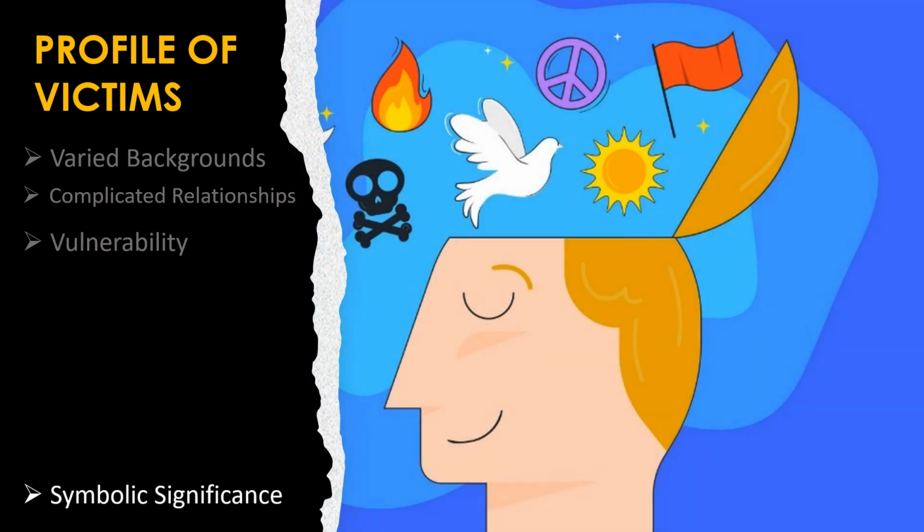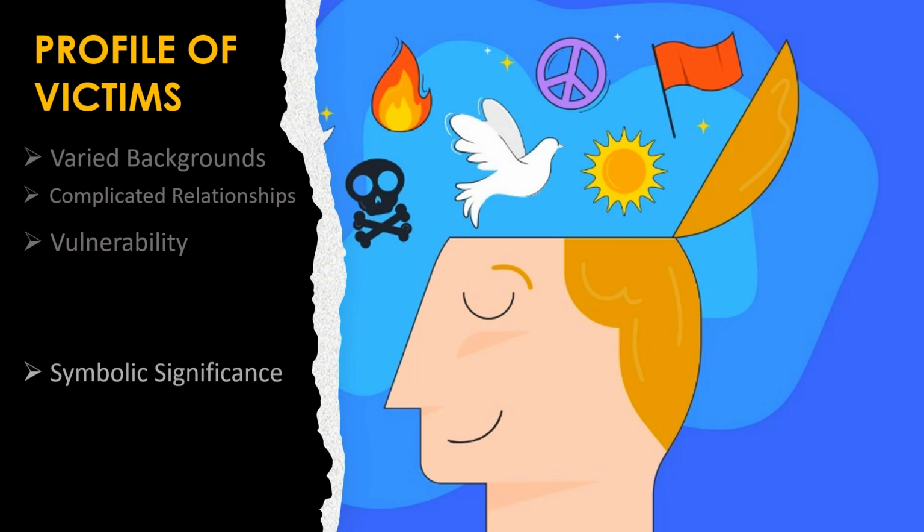Symbolic significance. In some cases, the victims in Christie's stories serve a symbolic purpose. Their deaths may represent a broader theme or idea explored in the novel, adding layers of meaning to the narrative.